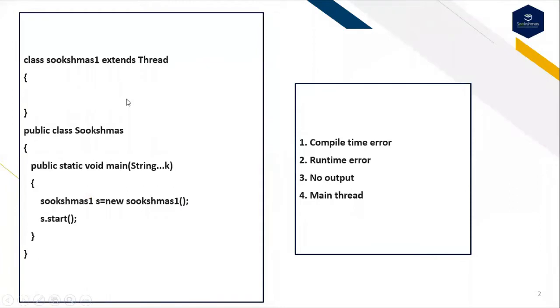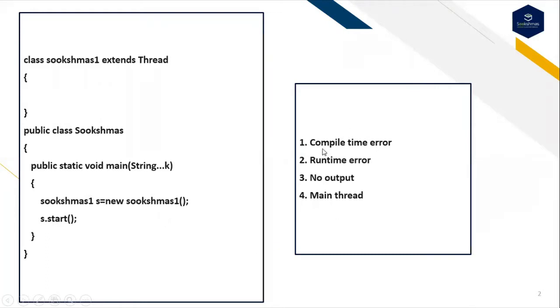So this is the first question: class Sukshmas1 extends the Thread class, and we have one more class called public class Sukshmas, and execution of the program begins from the main method. Here I have created the object for the class Sukshmas1. After that, using this reference, I'm calling the start method.